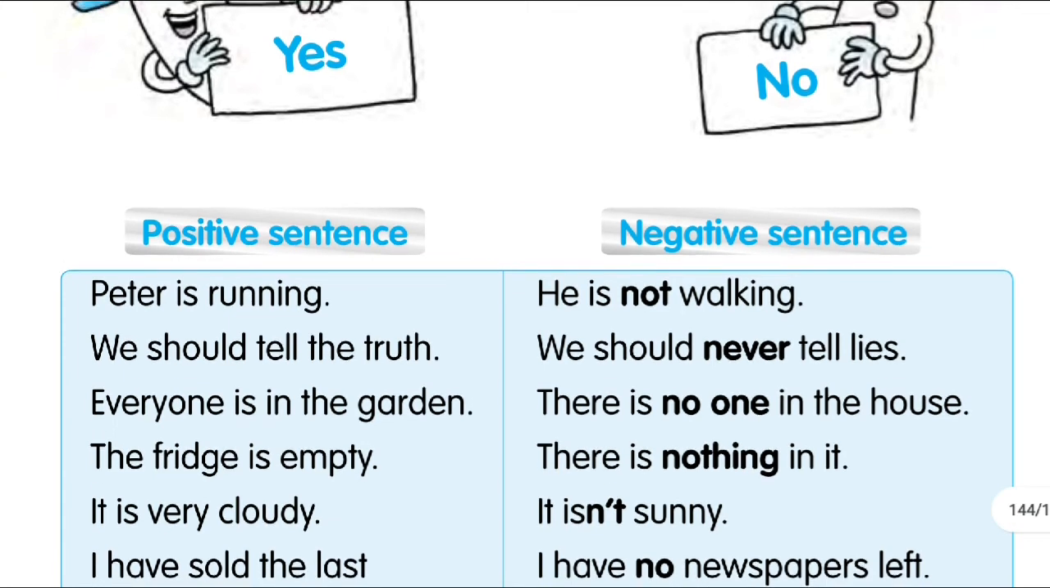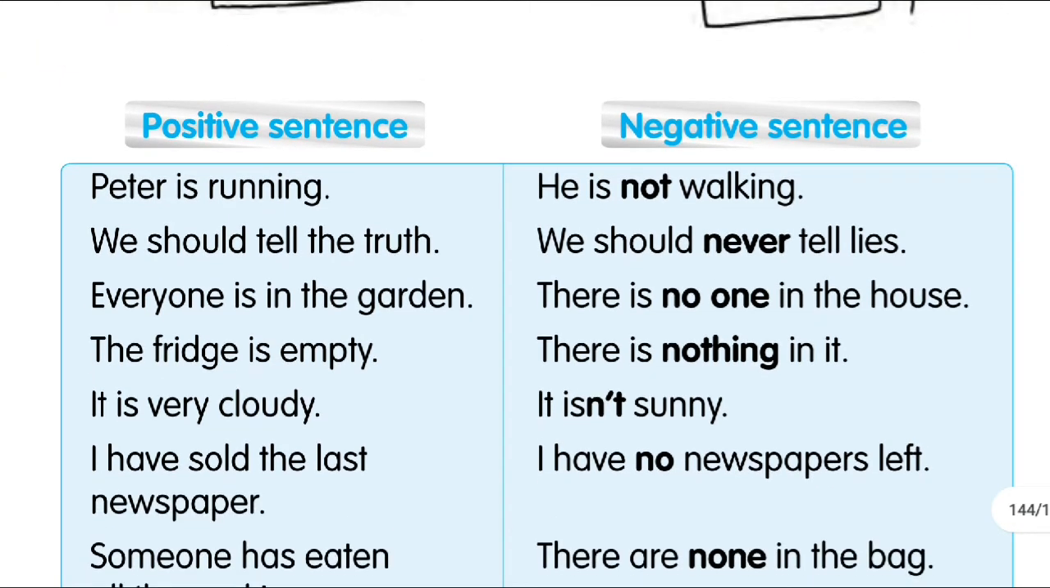So positive: Peter is running. It is positive. And negative: he is not walking. We should tell the truth. We should never tell lies. It is negative. Everyone is in the garden. There is no one in the house. It is negative. The fridge is empty. There is nothing in it.